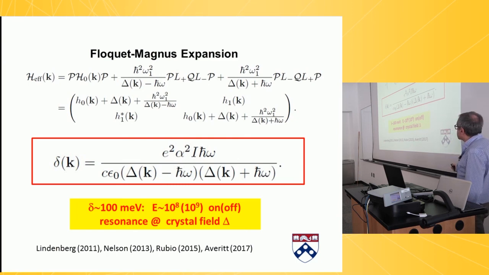If you're on resonance, it's the lower. If you're off, it'll be the higher. Resonance means resonance with that crystal field splitting. So is that possible? Well, I've listed here four papers, all of which are talking about experiments which are doing fields of exactly that scale. But one of these doesn't count because it's theory.